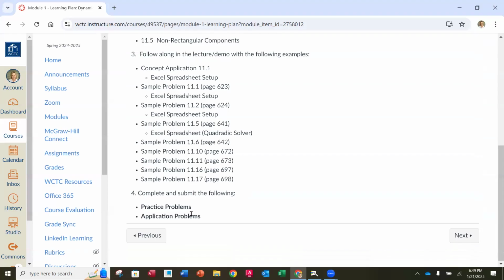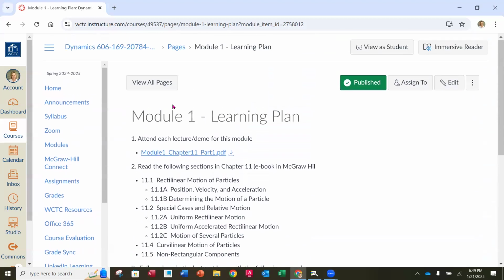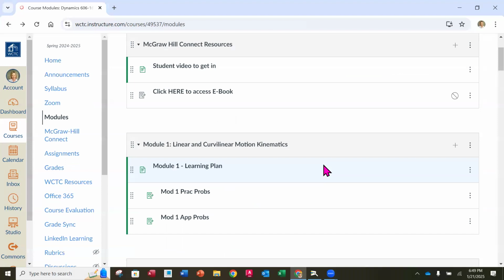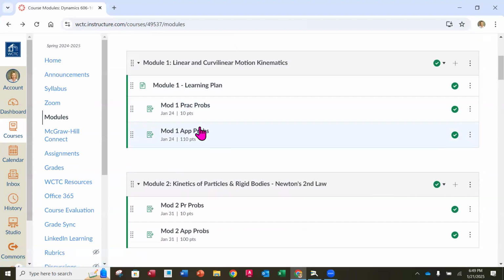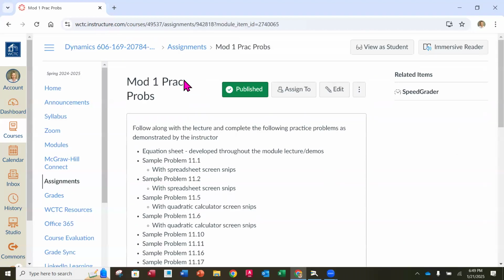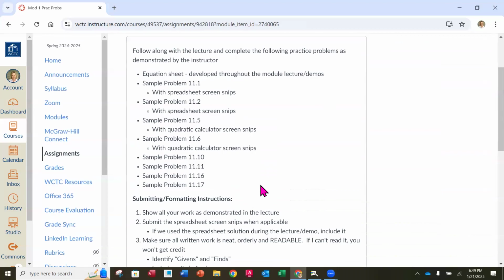And then down at the bottom here, to finish off the learning plan, you're going to do your practice problems, hand those in, submit those. And then that leads to the application problems. Now, before we open up here, I'm just going to go back one layer. If you want to know exactly what practice problems we're going to be doing, they are listed in the practice problems here. Again, the sample problems are the things that we're going to be going over in class.